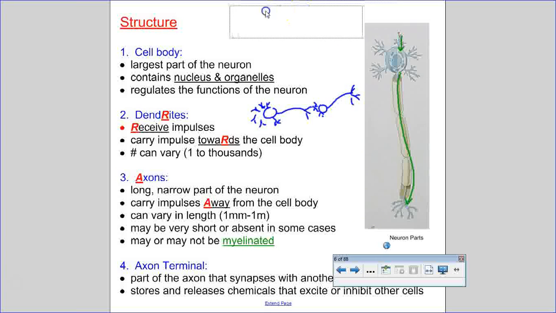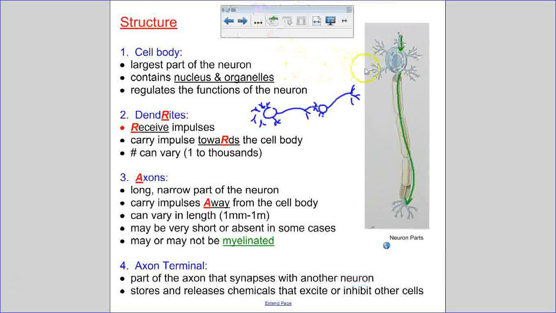As they were figuring out the parts, they were also supposed to look at what the parts did. And we've already mentioned this for the most part, but the cell body is the largest part. It contains the nucleus and other organelles, and it regulates the functions of the neuron. The dendrites receive the impulses and carry them towards the cell body. They look like trees because that's the meaning of the word dendrite.